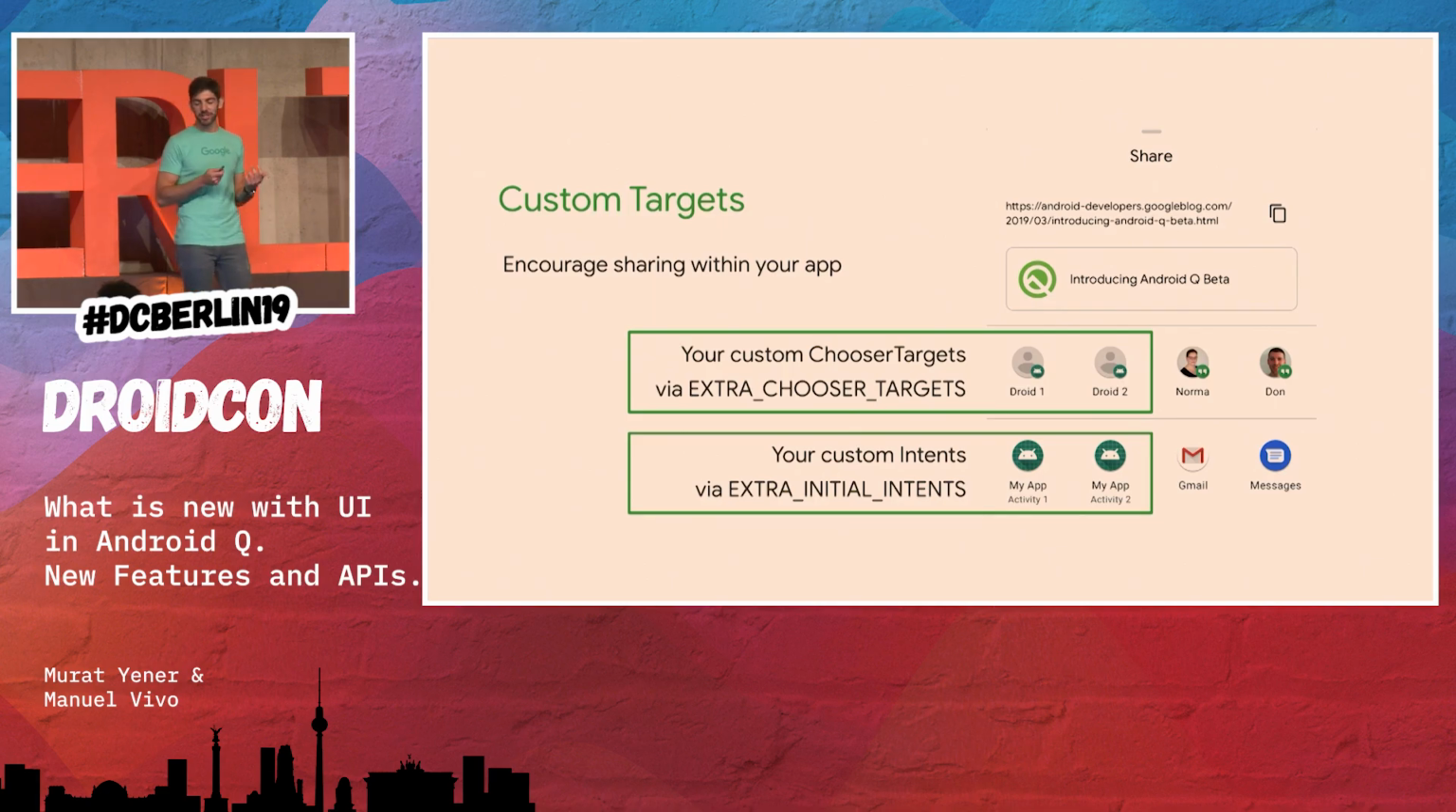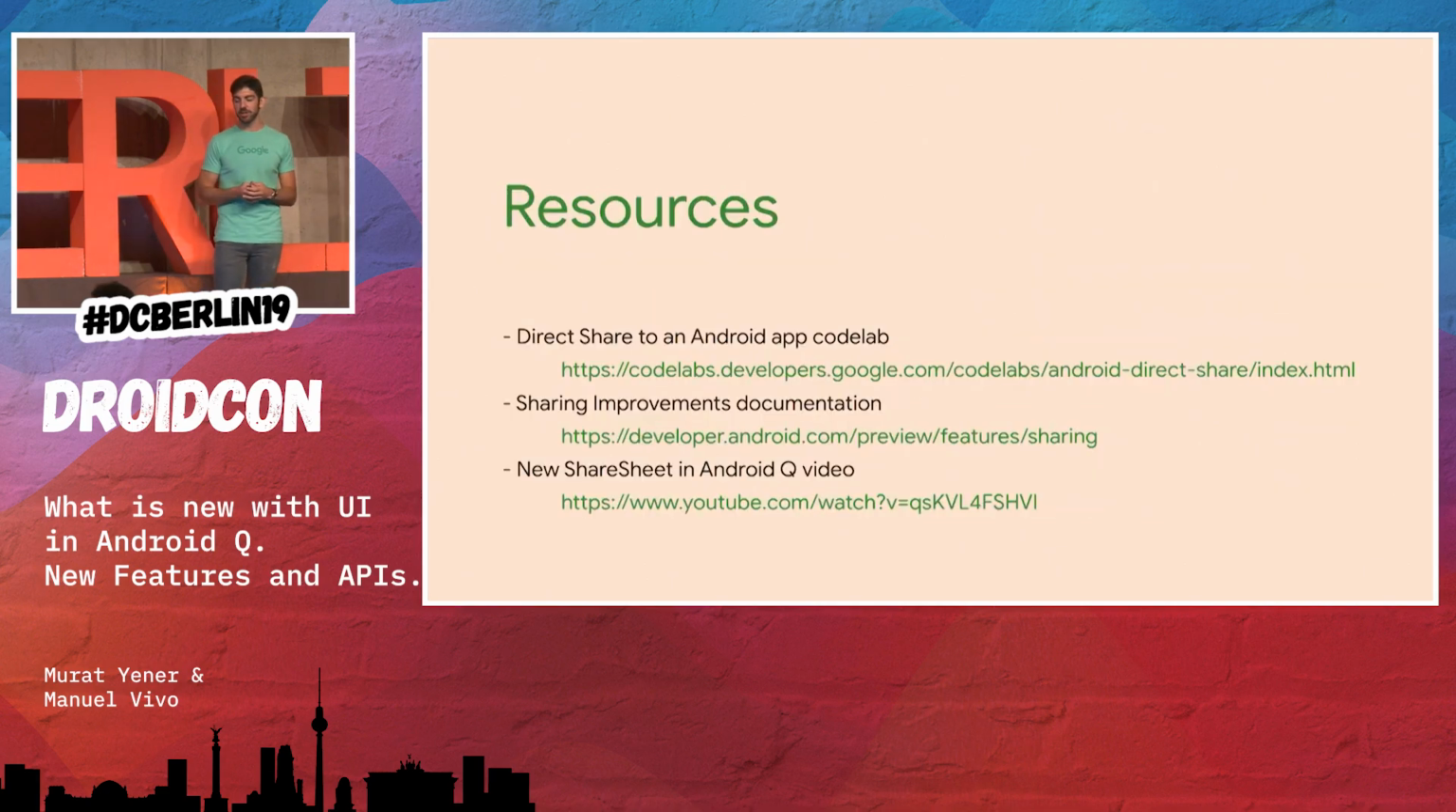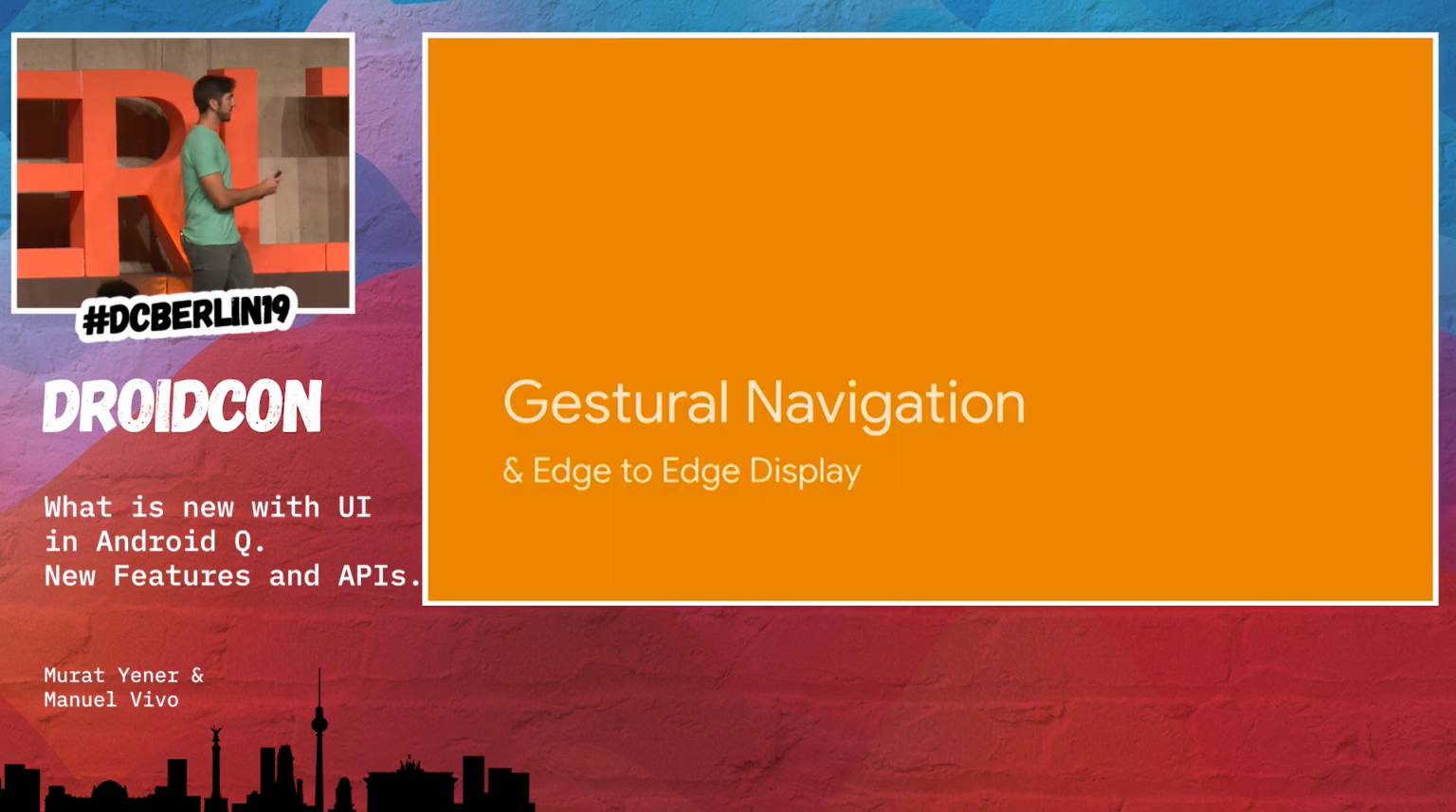If you want to know more about the new share sheet and changes in Android Q, you have the codelab to implement direct share. And this goes quite into detail about how to do everything I just explained. Also the documentation and a short 5-minute YouTube video that says what's new in the share sheet. Let's navigate to a different topic, shall we?